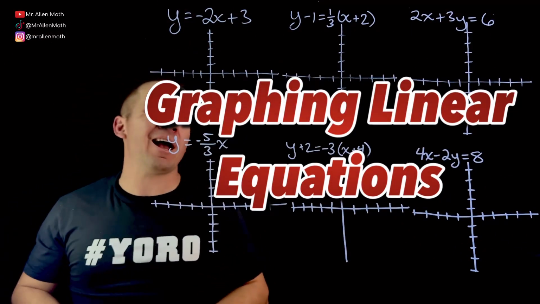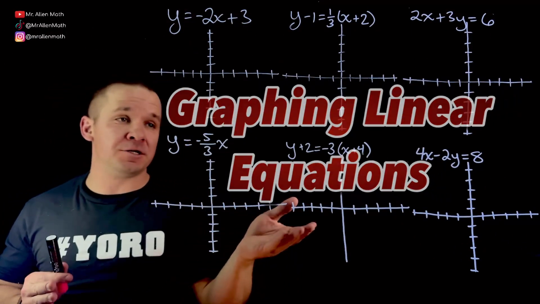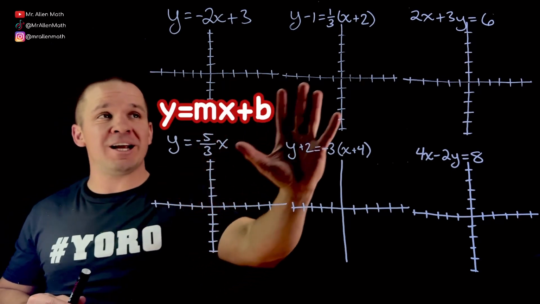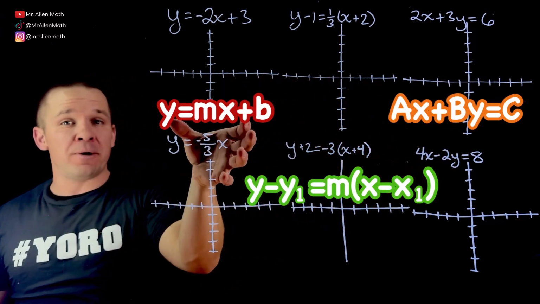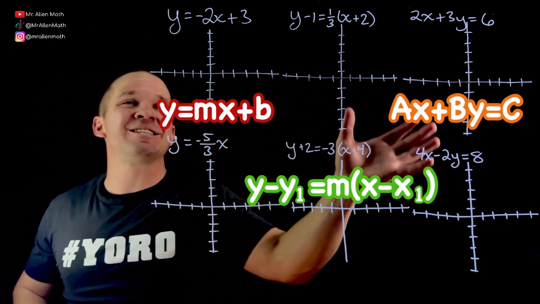What's happening, dogs? Mr. Allen here, and we got ourselves quite a bit of graphing to do of some linear equations in three different forms. We've got slope-intercept form, we got point-slope, and standard form.